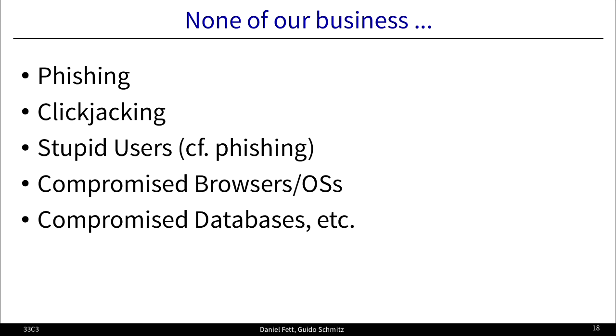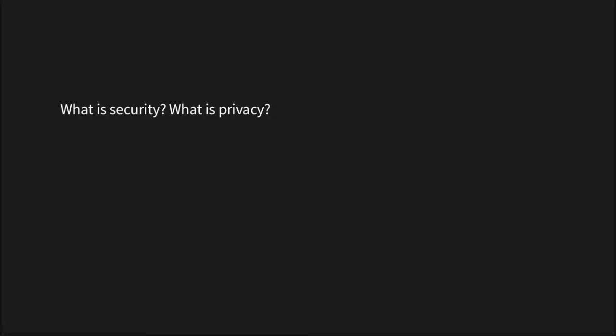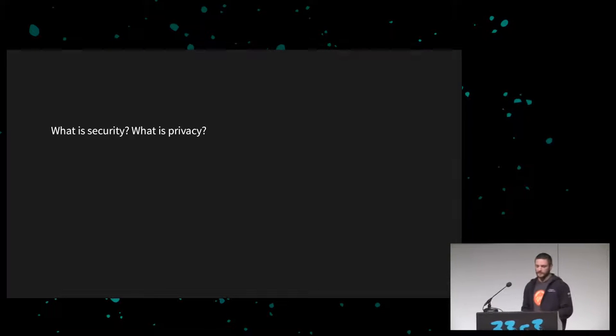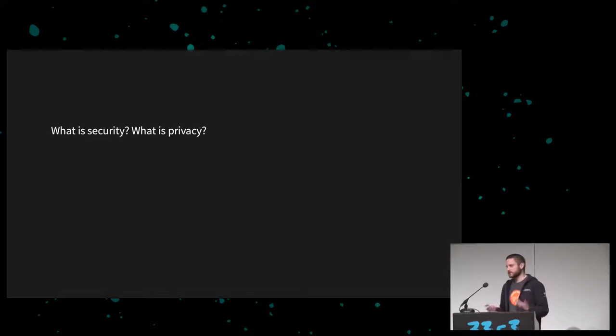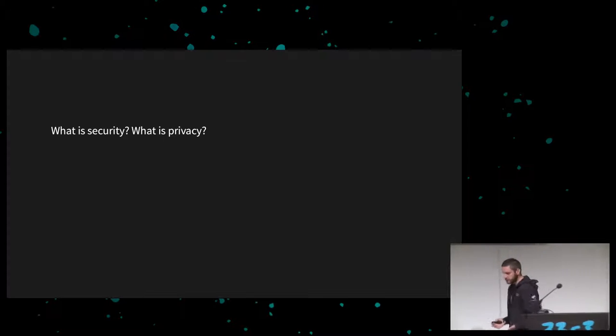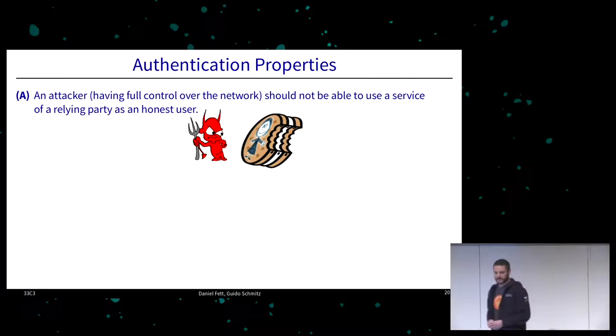So when we have this model for a web application, one important question, and maybe the most important question, is what is security? And what is privacy, if you want to look at privacy as well? So we have to define this, and luckily we can define this if we have a formal model like we have. In the following, of course, I'm not going to present all the formal stuff. This is boring. Therefore, I have a high-level overview of what our authentication properties, for example, look like.